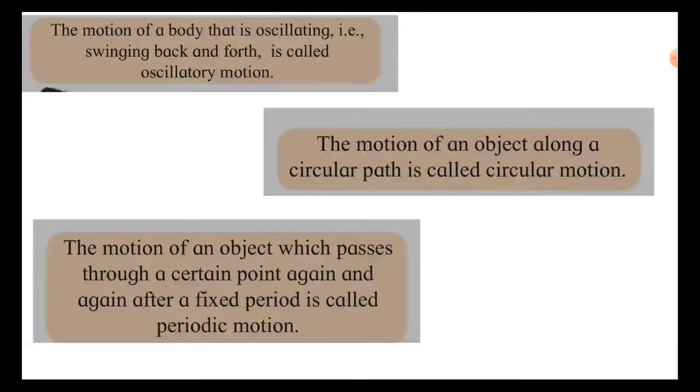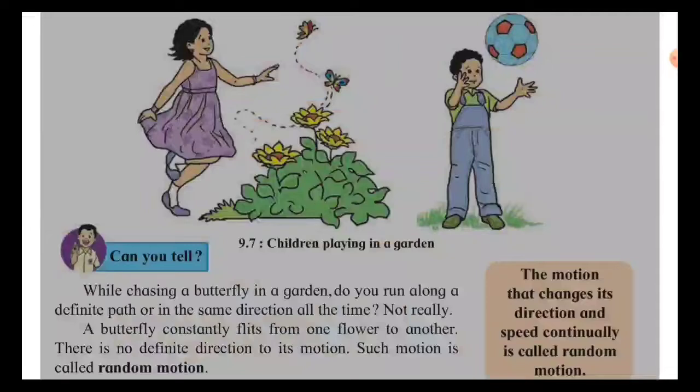So what it is trying to say is that if anything which is fixed to come again and again at the same place after the same period of time is known as periodic motion. Okay, so this you have to write.